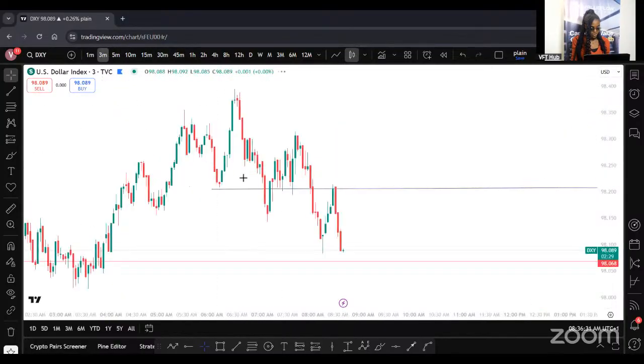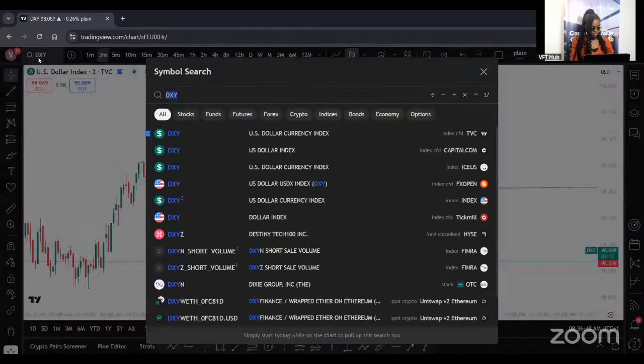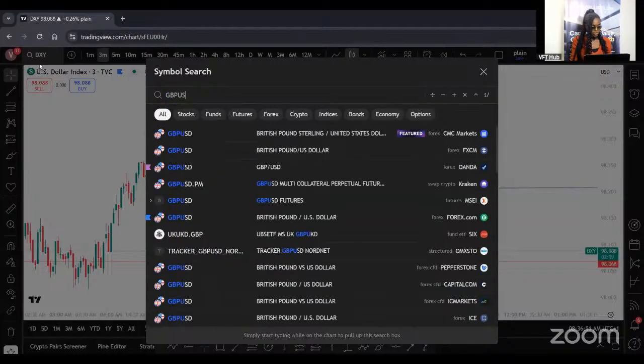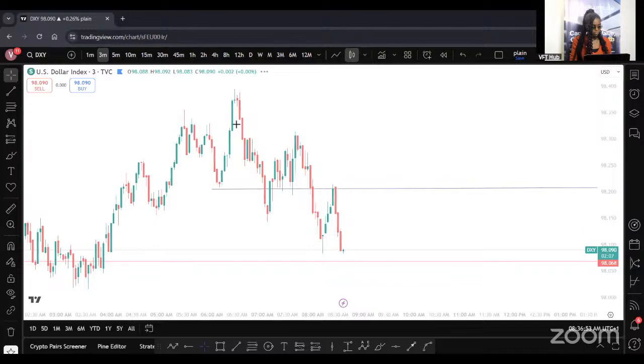Narrowing down to the 3 minutes time frame to see if there's a variation pattern. 1, 2, 3. This closed below this very first candle. There's a variation pattern. There's every possibility for price to keep selling off from that point. So my bias on the XY is actually a sell. Down to GBP USD.